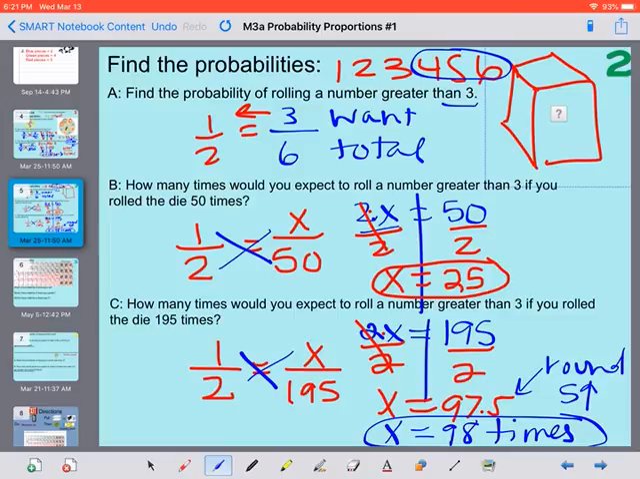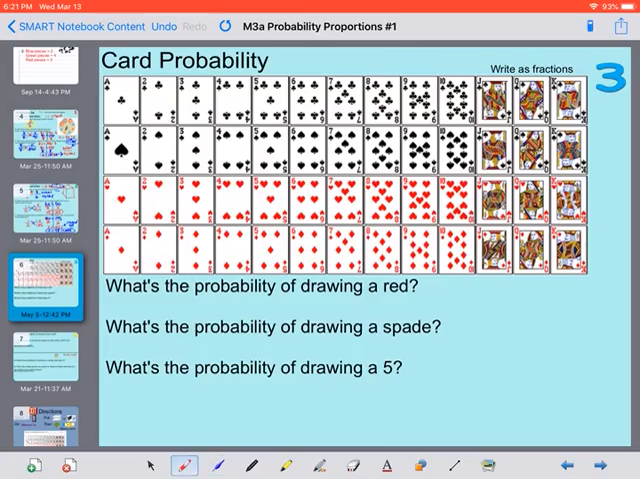So you will have some questions just like that on your test, or probably your test too, but on your homework, where you have to find the probability and then use it in a new situation.